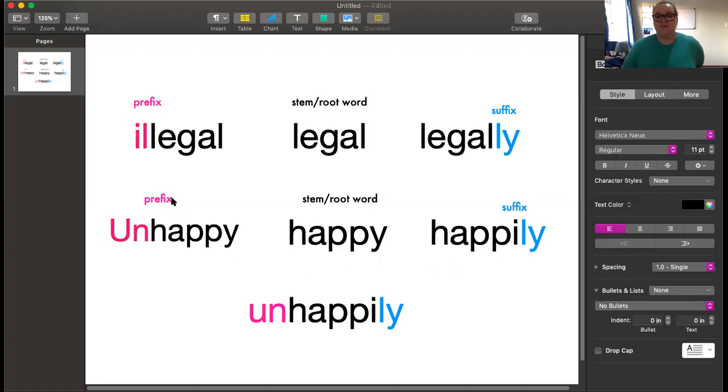If we add prefix and suffix to happy, and this is what's so significant about it, you can add a prefix and a suffix to this word and it can still create a working word. So if we look, it goes unhappily. Okay. So un would be the prefix, happy would be the root word or stem word, and the ly would be the suffix. Okay. Now we're going to look at your activity for today.